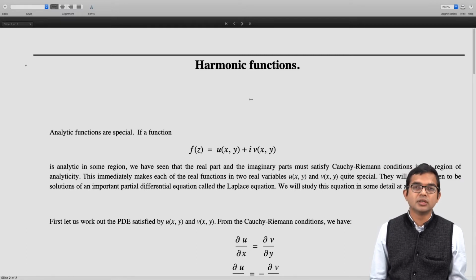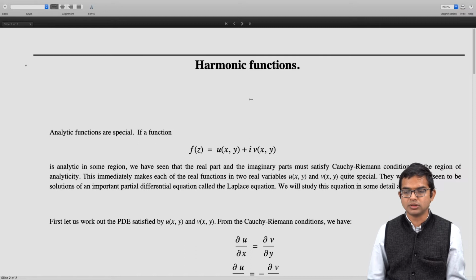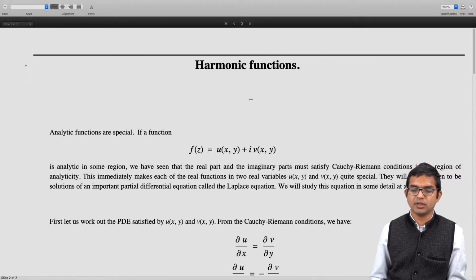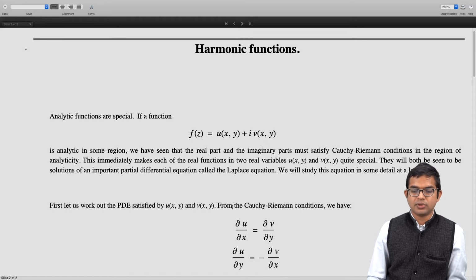Which is something we are perhaps familiar with, and it's something that we will return to later on in this course as well, when we are studying partial differential equations. But here we point out that an analytic function naturally gives rise to functions which satisfy the Laplace equation. So let's start with the Cauchy-Riemann conditions.